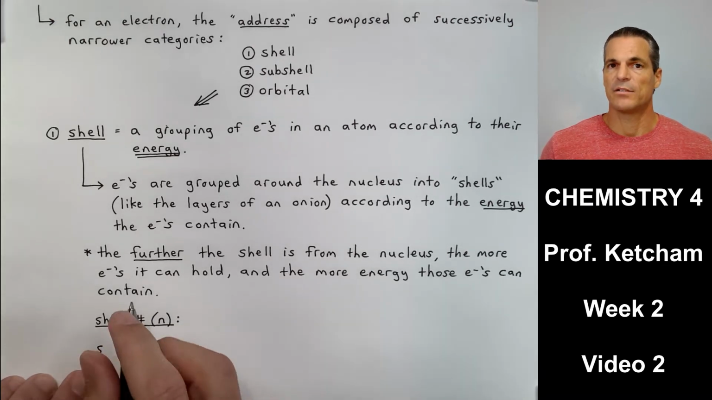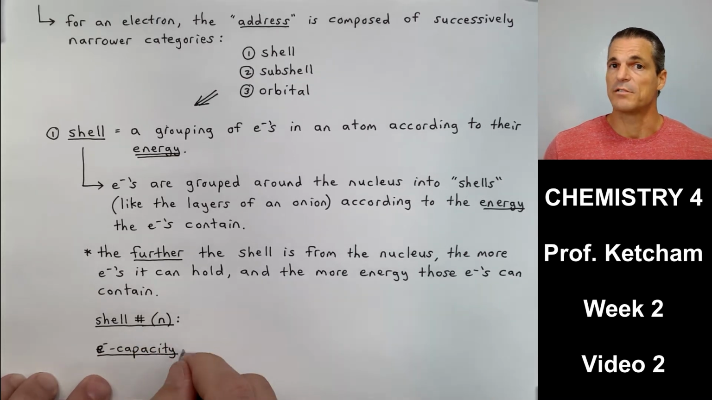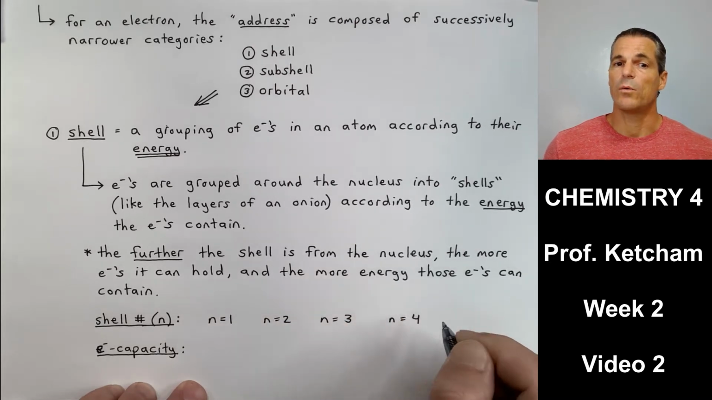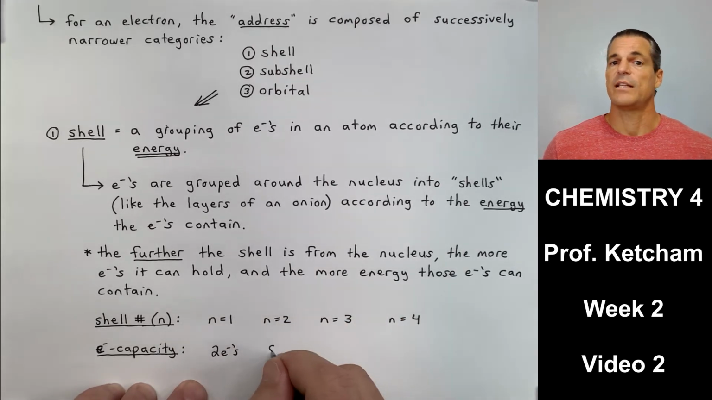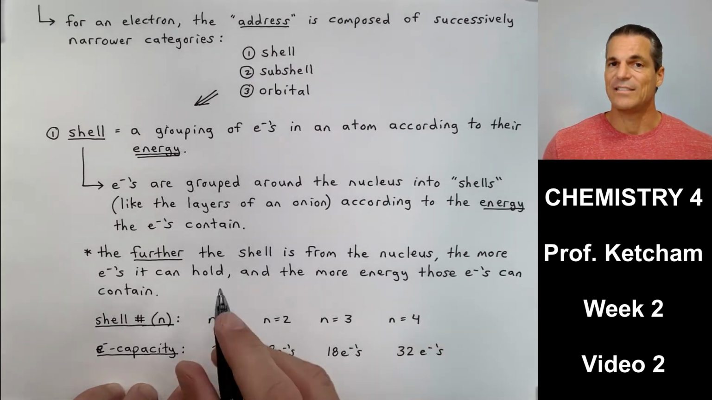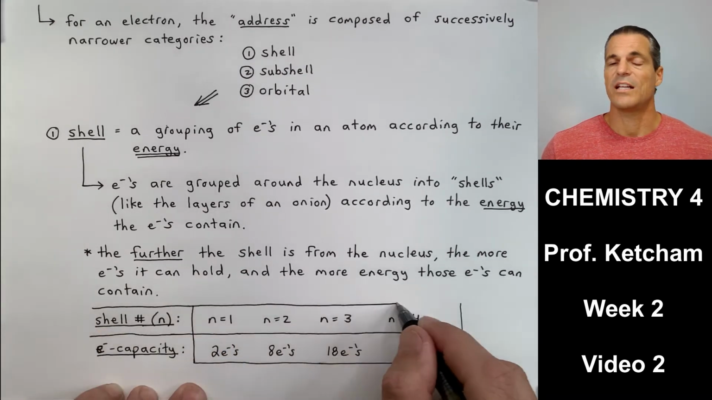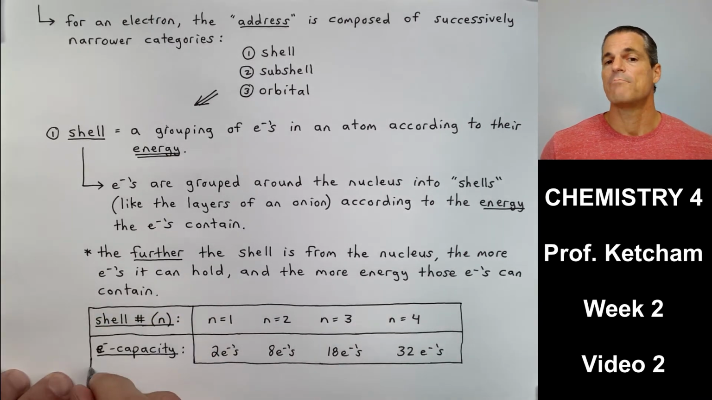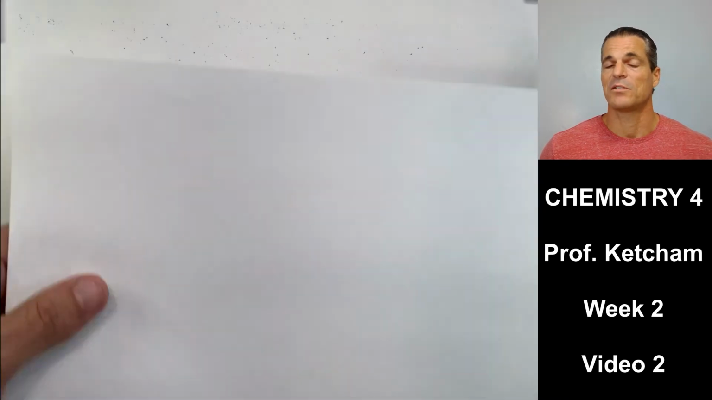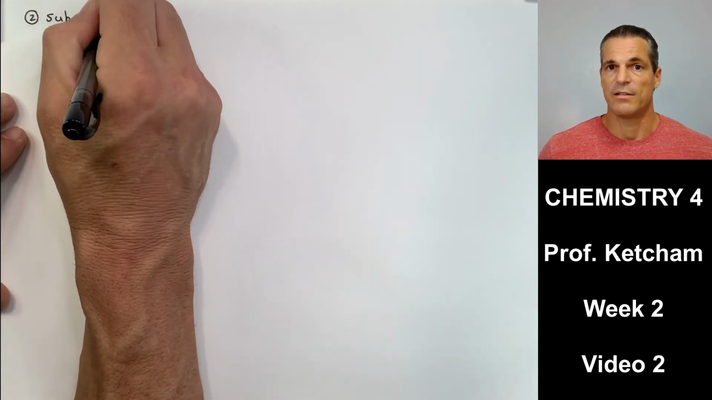Now the shell number n, I mentioned this previously. I'm going to make a little table here for you. So we're going to have shell number n, and then the maximum number of electrons we can get into that shell. For the n equals 1 shell, we can only get 2 electrons max in there. For the n equals 2 shell, we can get 8 electrons max. For the n equals 3 shell, 18 electrons. And then for the n equals 4 shell, or the n equals 4 energy level, we can get a maximum of 32 electrons in there. I'm going to elaborate on what I mean by that when we start to talk about electron configurations, which is later on in this video.